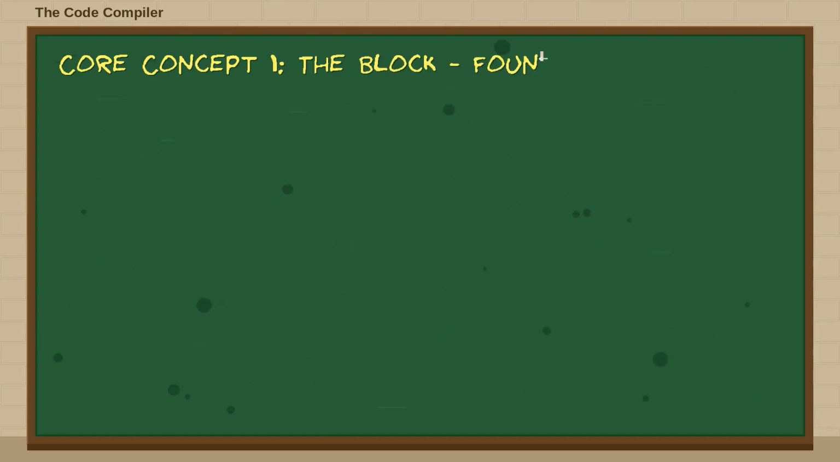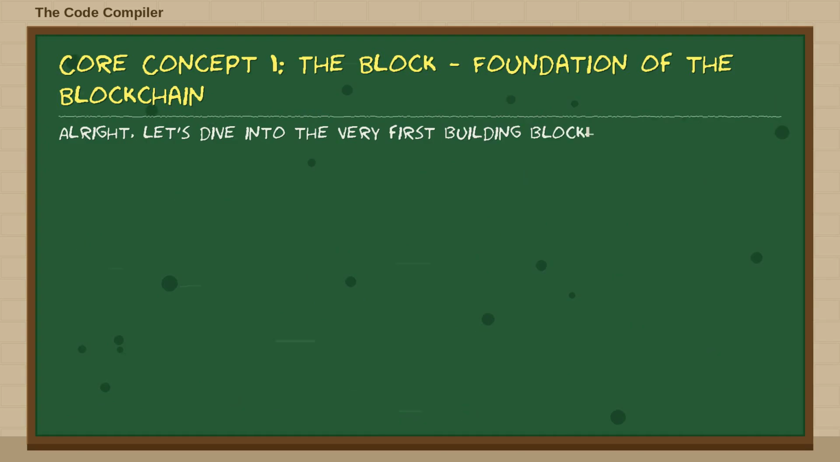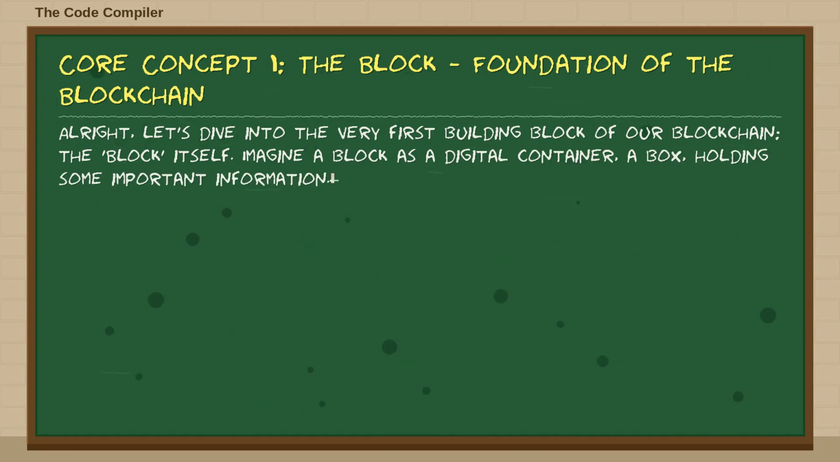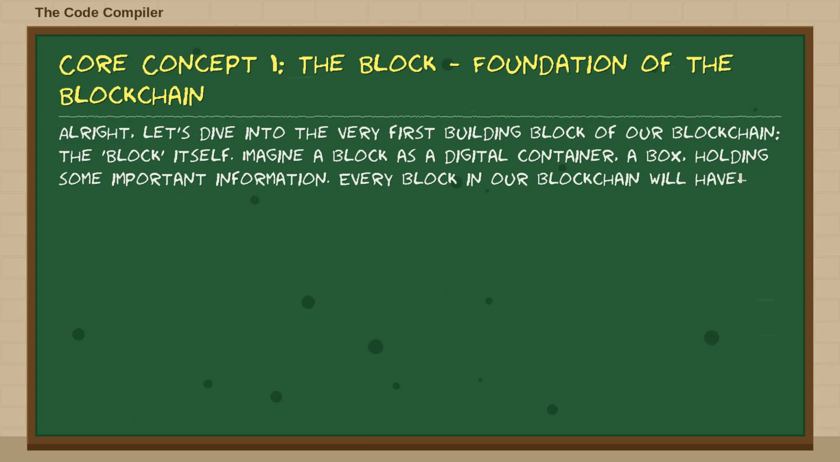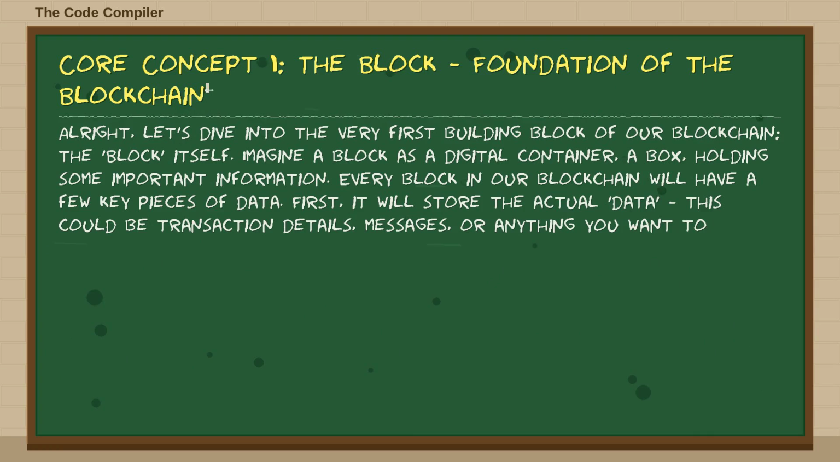Alright, let's dive into the very first building block of our blockchain, the block itself. Imagine a block as a digital container, a box, holding some important information. Every block in our blockchain will have a few key pieces of data. First, it will store the actual data. This could be transaction details, messages, or anything you want to record. Second, it will have a timestamp, indicating when the block was created.